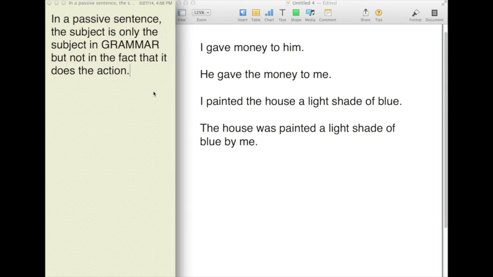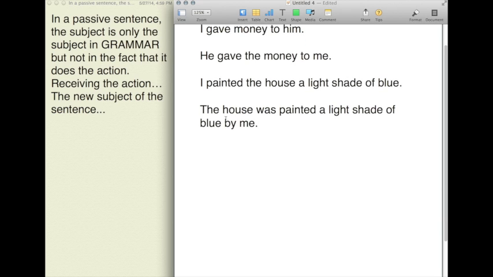It is still receiving the action. So in that way, it is still the object. But we say it is the new subject of the sentence. Okay? So the house was painted a light shade of blue.